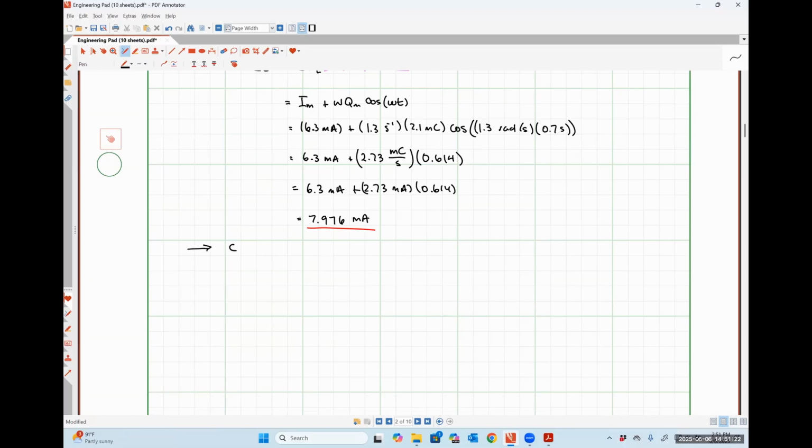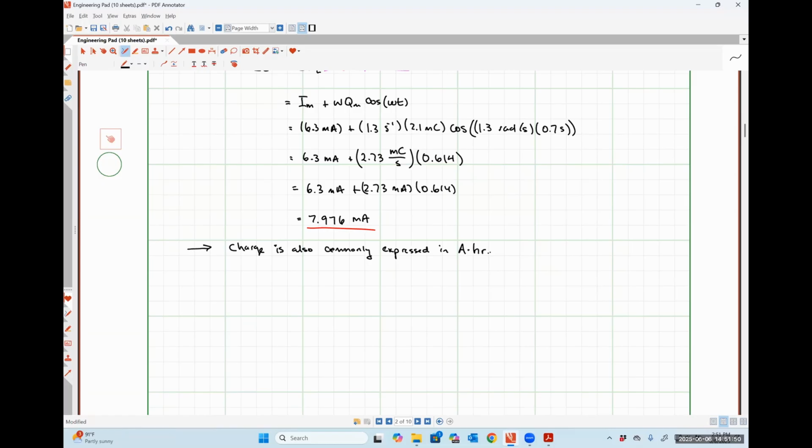Okay. So let me just make a note here. Charge is also commonly expressed in what are called amp hours. Okay. So amp hour is an industrially used unit of charge.